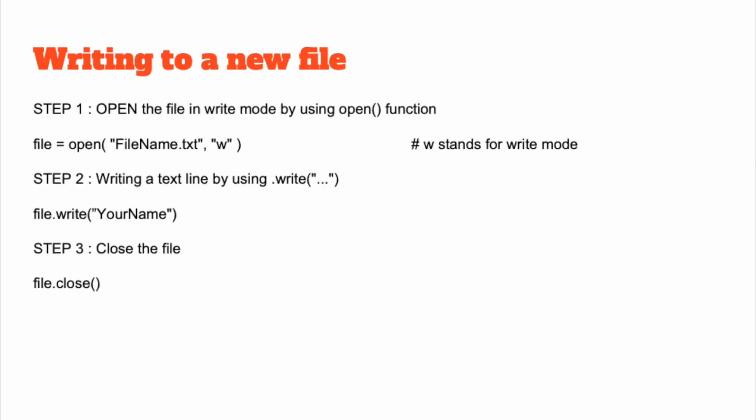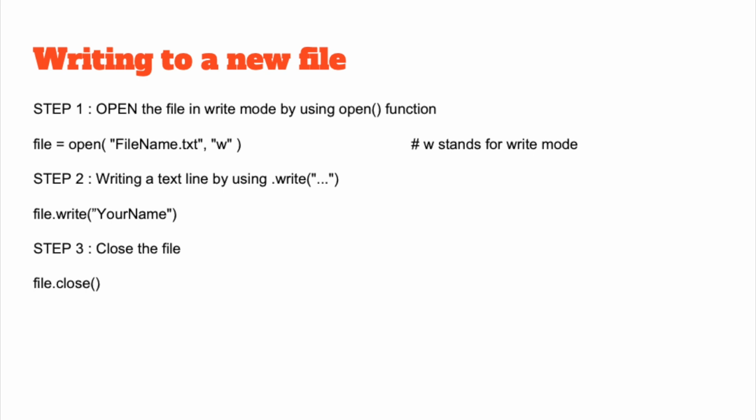Okay, that's enough about reading. How about writing to a new file? So say if you wanted to create a file or you wanted to overwrite an existing file, how does that work? Well, step one is to open the file in write mode using the open function. So exactly how we did read, file is going to be open filename.txt in W mode, which is write mode.